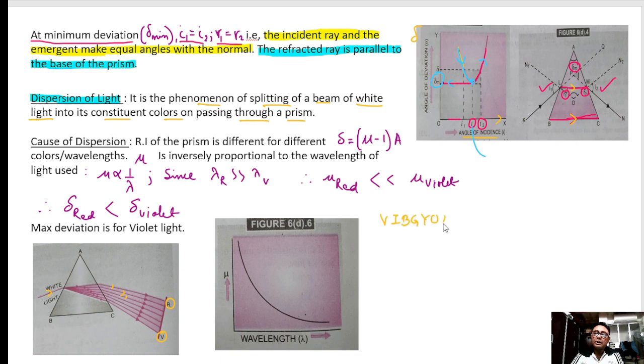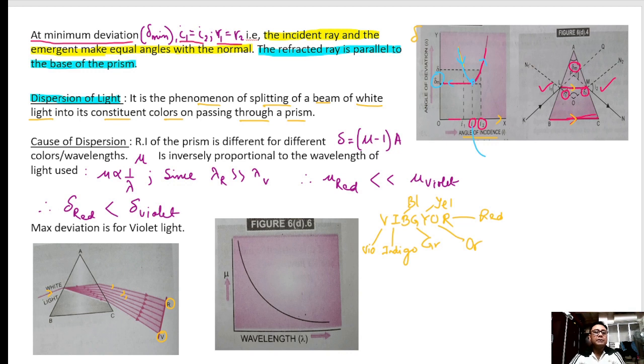It is VIBGYOR color, in which this is violet, this is indigo, this is blue, green, this is yellow, this is orange, and this is red. So these are the 7 colors in which white light will split when it passes through a prism, and that is called dispersion of light. Clear?